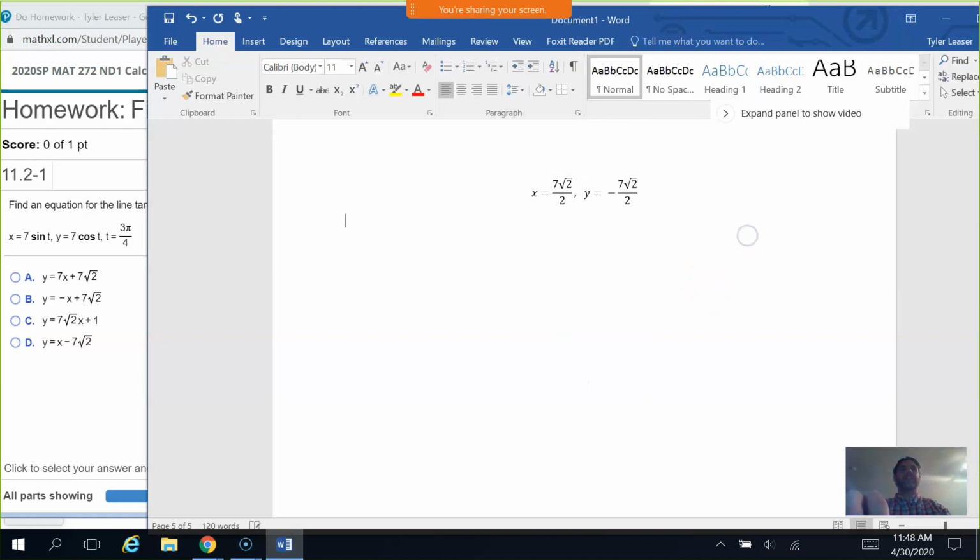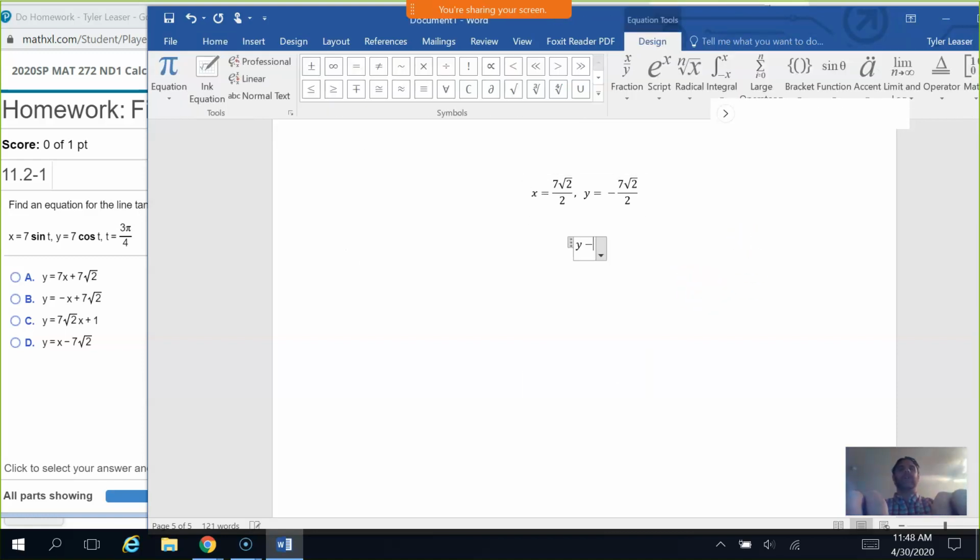All right, and then plugging all that into the formula, y minus y1 equals m times x minus x1. That's going to be y plus the 7 root 2 over 2, and that's equal to my slope, which is just 1, times x minus the point 7 root 2 over 2. All right. So the 1 doesn't do anything. We're going to end up subtracting the 7 root 2 over 2.